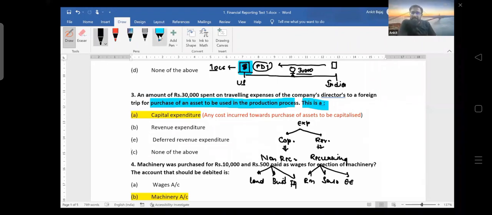So do you feel that this should be capitalized? This cost should be added into the cost of machinery? Definitely. This cost should be added into the cost of machinery, right? Whenever you buy machinery, whatever expenses you incur before installation of that machinery, all those expenses will be capitalized.